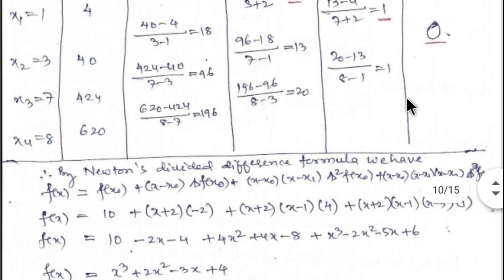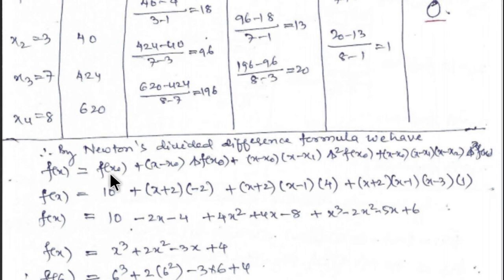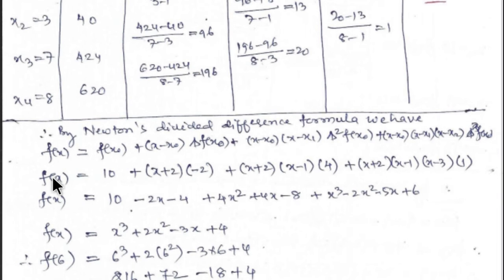So therefore, by Newton's divided difference formula you have to write f of x equal to, you know that, f of x naught plus x minus x naught into delta f of x naught plus x minus x naught into bracket x minus x1 delta square f of x naught plus x minus x naught into bracket x minus x1 into bracket x minus x2 delta cube of f of x naught. Okay, substitute all the values.